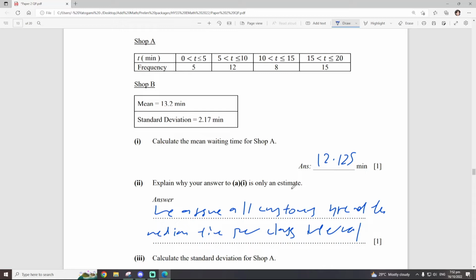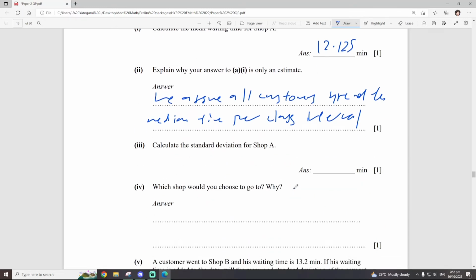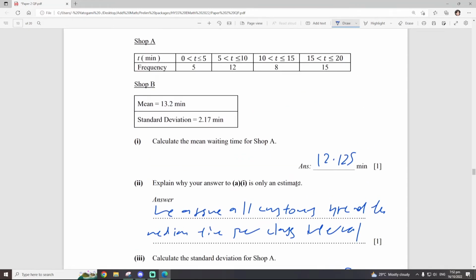Standard deviation is, this is the sample standard deviation, so I believe the answer is 5.35, sigma x, right? Alright, I'll check my answer later. I believe it's sigma x because the Sx is the unbiased estimate of the population standard deviation, which is a JC math thing. Which shop would I choose to go to?